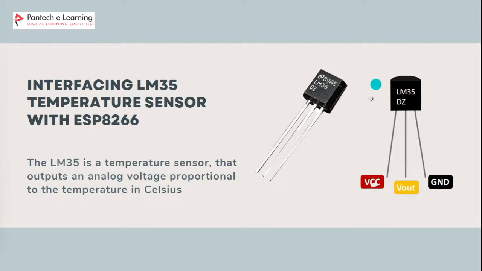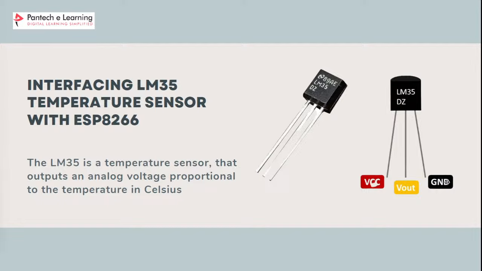This is the LM35 temperature sensor. It has three pins. You can see here, one is for VCC, one is the output pin, and another one is the ground pin. This is a temperature sensor that outputs an analog voltage proportional to the temperature in Celsius. It is a popular choice for temperature sensing applications due to its accuracy, low cost and ease of use. So here you can see the pin out. One is VCC, another is Vout, which means output pin, and another is the ground pin.